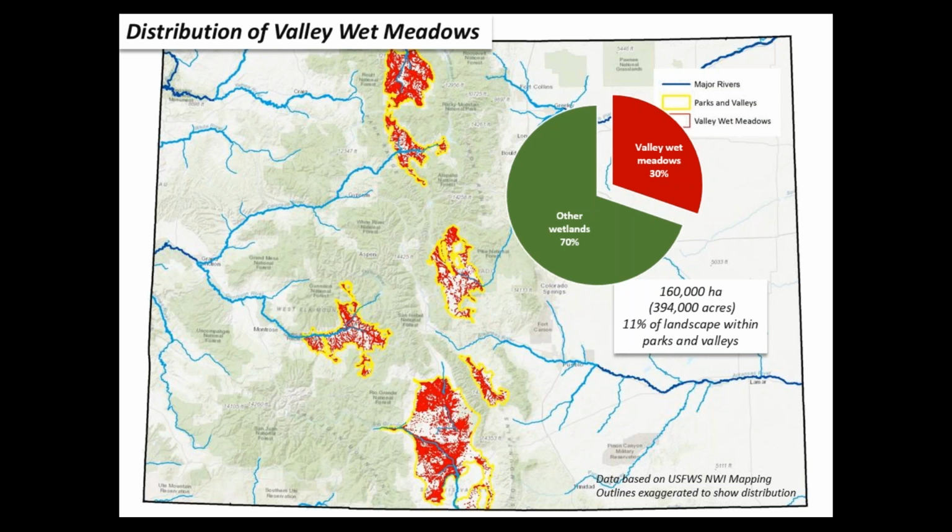And the density of wetlands is far greater in these valleys than anywhere else in the state. Wetlands here make up roughly 11% of the landscape. And as you'll remember, across the entire state, it's less than 2%. But the story of these wetlands is complicated and not well studied.